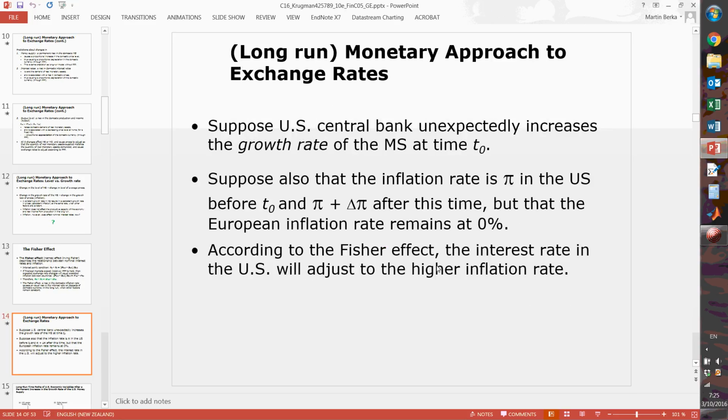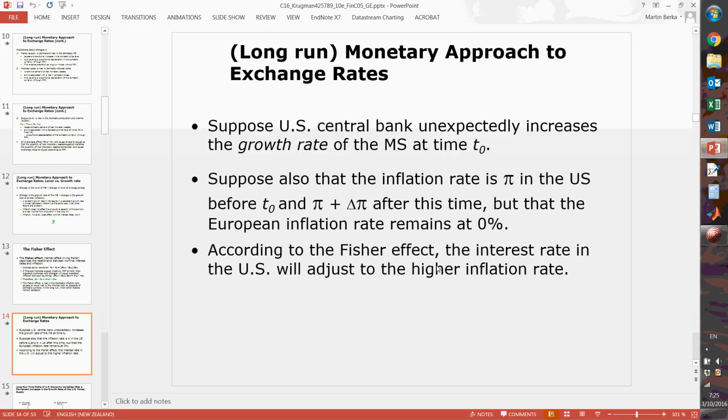Alright, so now let's do a few thought experiments, but it's already quite obvious. If the growth rate of the US money supply increases, the inflation rate is going to increase by the same amount at the same period of time. So this is again a long run approach. We assume prices are not rigid; they immediately adjust. Let's say the foreign country, in this case Europe, doesn't do anything, so it's staying at 0%.